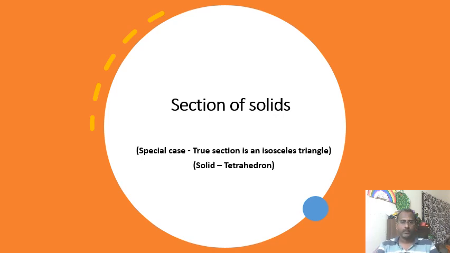So hello everyone. In this session I am going to discuss a problem in section of solids. During our regular class we reasonably covered the procedures to draw the section of solids. Now in this presentation we are going to see a special case of section of solids. As the title suggests, we are going to pick the solid called tetrahedron and then discuss the problem. Let's get into the discussion.